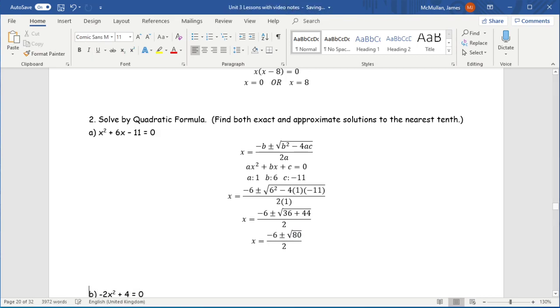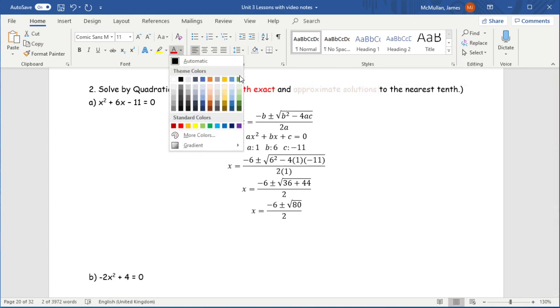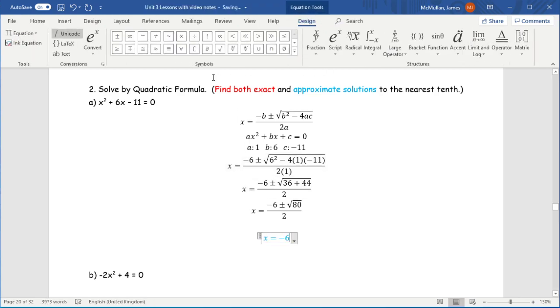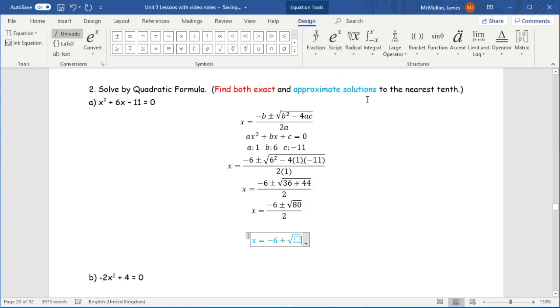Now, here's where something else comes into play that we should make sure we understand. It says, find the exact and the approximate solutions. So let's go ahead and do the approximate solution first. Let's keep it in blue, and we'll go x equals negative 6 plus square root of 80, and then we have to divide that number by 2.